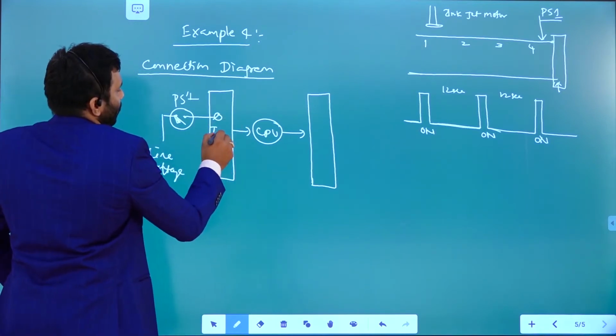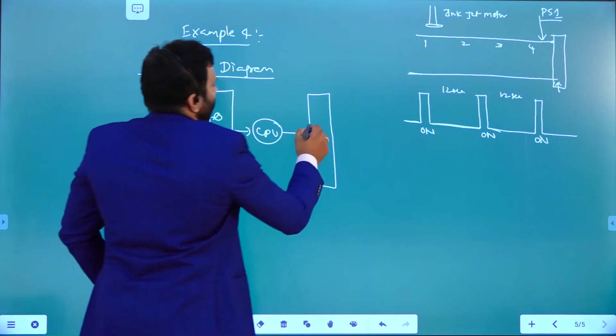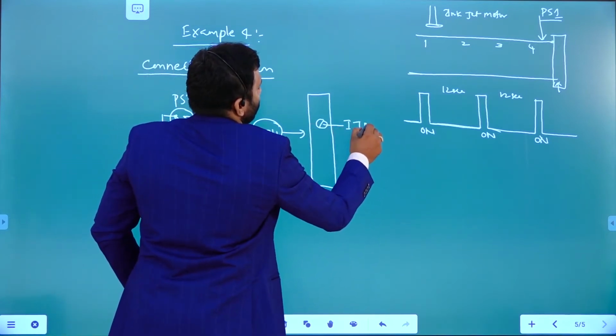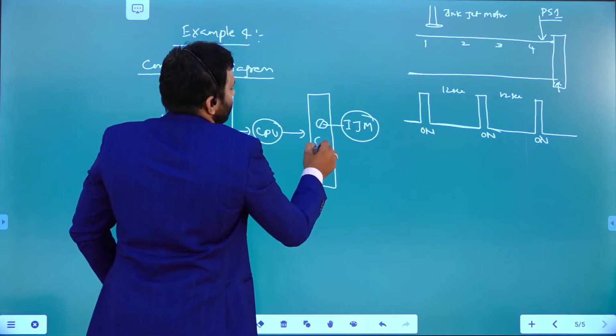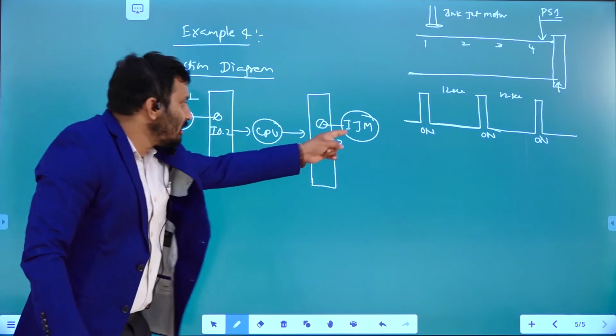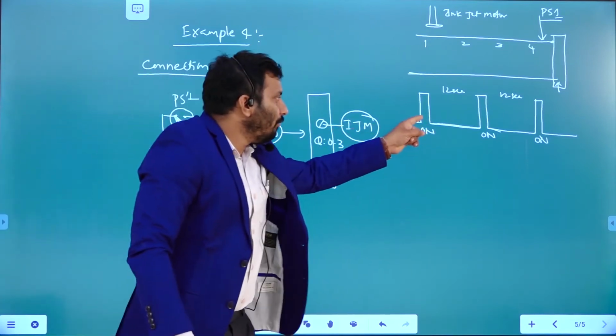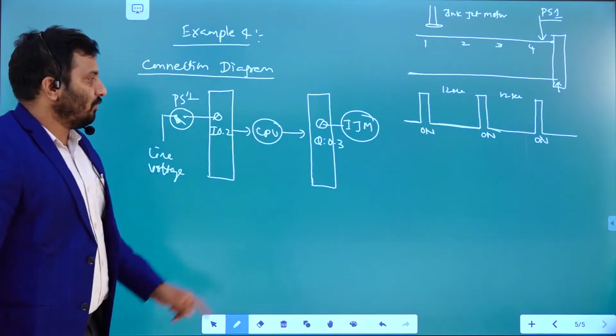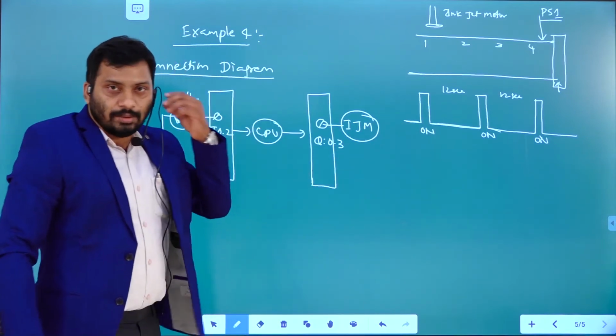Its address is important, 0.2 for example. The output is also connected to the inkjet motor. Its address is something like 0.3, for example. So it needs to be on with some delay. For that you need to write a program for the CPU, which is very simple.